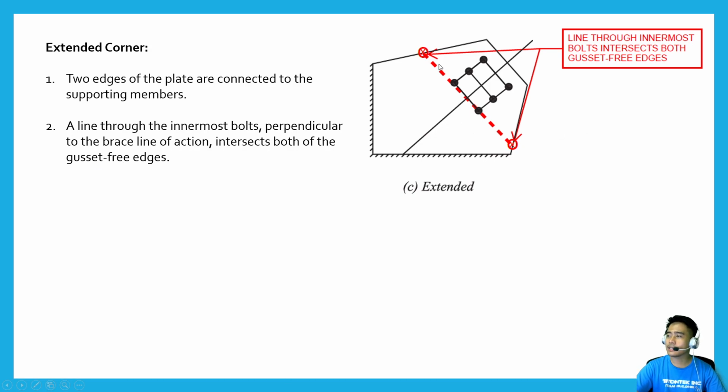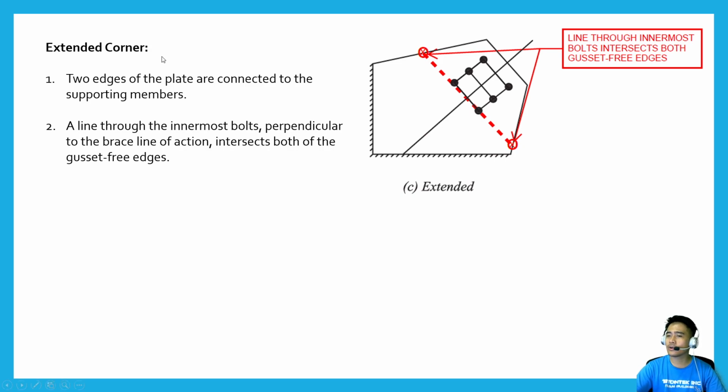So unlike the compact corner, where this line must intersect to make it a compact gusset, this line should at least intersect one of the connected gusset boundaries. But in this example, both are intersecting the gusset free edges. So this is now classified as an extended corner.